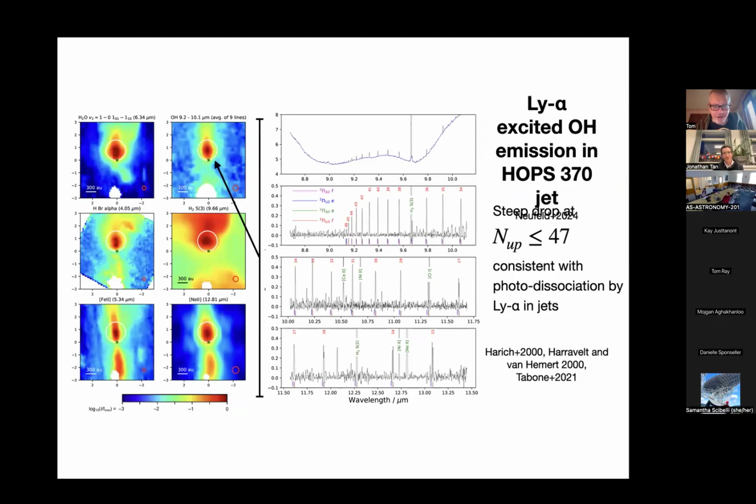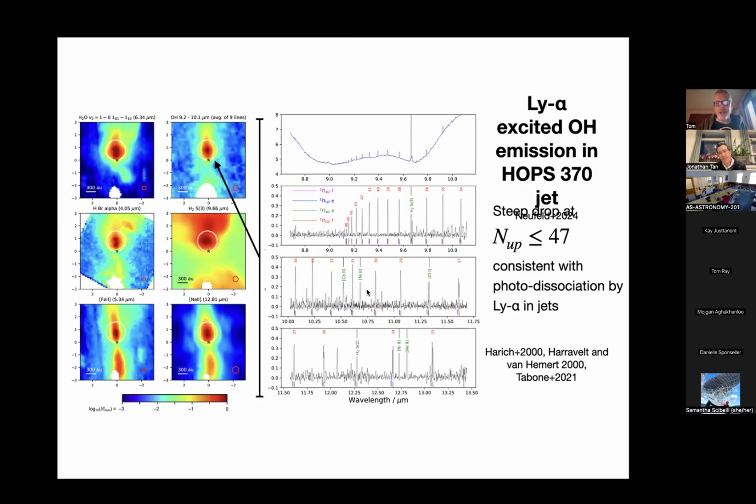Sorry, the slide got sort of messed up a bit when I shifted formats. But the OH spectrum is shown here, and it's actually completely consistent with Lyman alpha being created by a shock in the jet, and then that dissociating water, and it gives you this very characteristic curve in the OH lines, the distribution of the OH rotational diagram, where it drops off very rapidly at about n upper 46, 47. I'm going through this fairly rapidly. This is all the OH lines, the OH ladder, and you can see that sharp drop off. So in this case, we think the UV is coming from shocks within the jet.